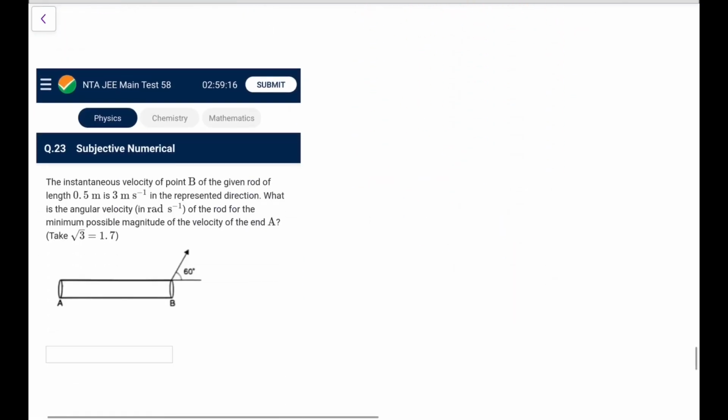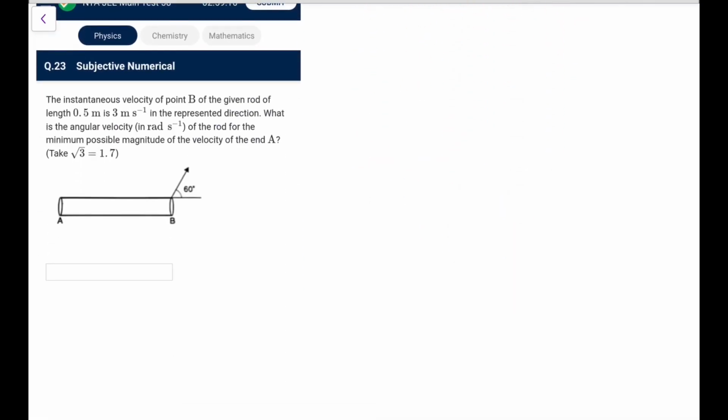Okay, next one. The instantaneous velocity of point B of the given rod of length 0.5 meter is 3 meter per second. What is the angular velocity of the rod of the minimum possible magnitude for the minimum possible magnitude of the velocity of the end A? For the minimum possible magnitude of the velocity of end A, I'll assume it won't have any velocity in the perpendicular direction, only B has, which is equal to VB sin 60. We write it as ωL, that directly you write as ωR. That is the way you typically write.